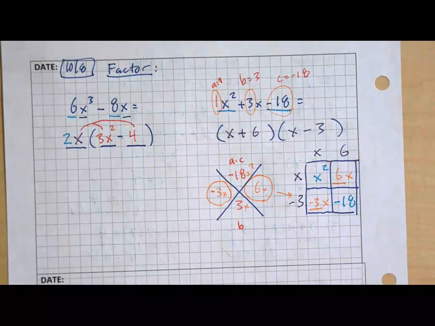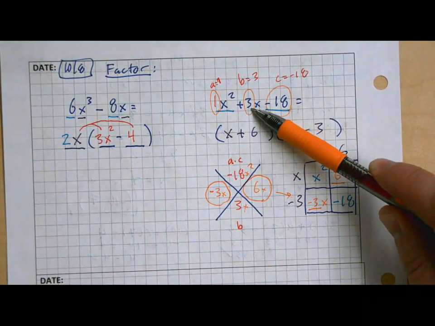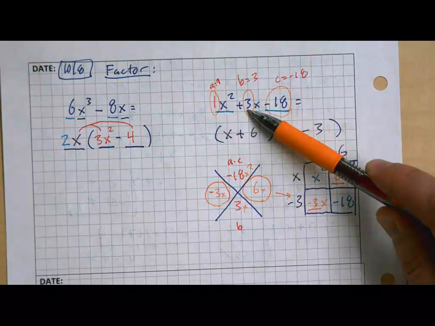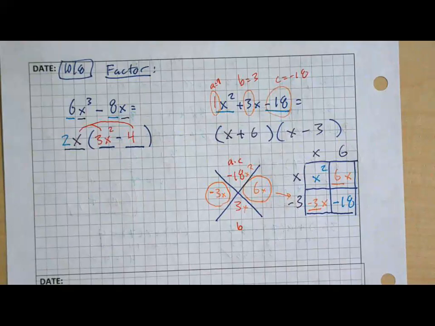The fact that b is 3 is because the 3 was attached to an x, but when I use b, I don't put the x onto it. b is just the number in front. Does that answer your question? Great question. Thank you for that.